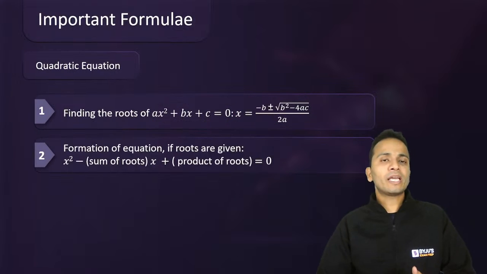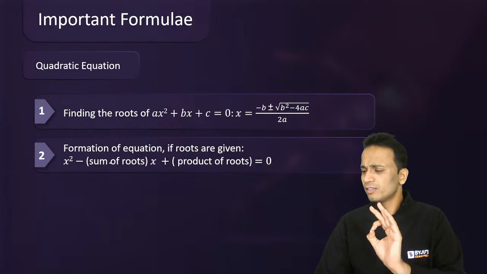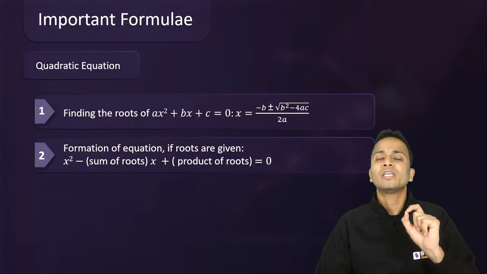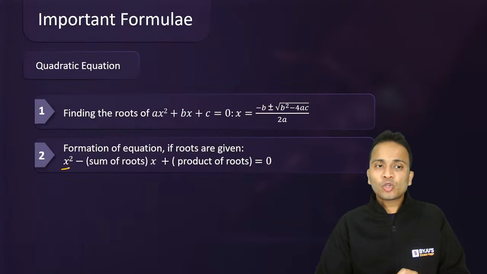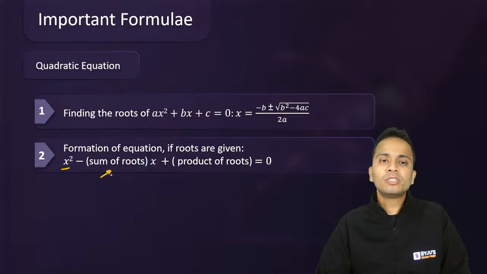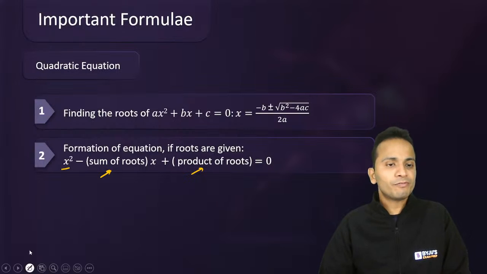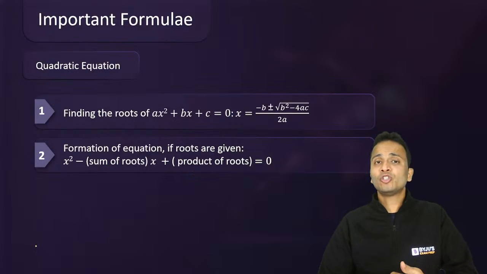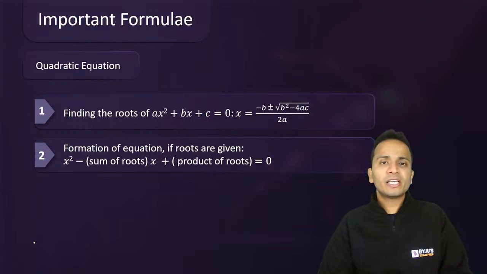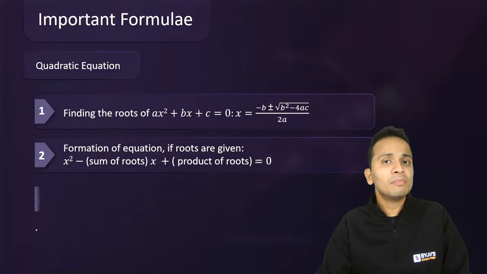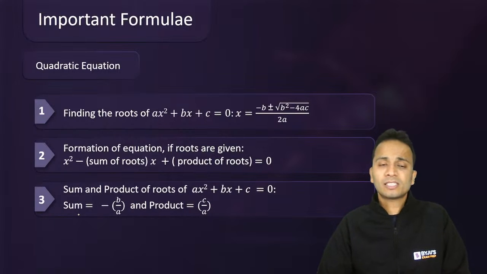Similarly, looking at the sum and the product of the roots, the form of the equation in terms of the sum and product is x square minus the sum of the roots into x plus the product of the roots equal to 0. Also, if the equation is given and you have to find the sum and product of the roots, the sum of the roots is minus b upon a and the product of the roots is c upon a.